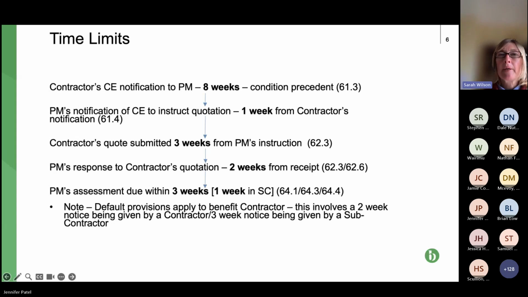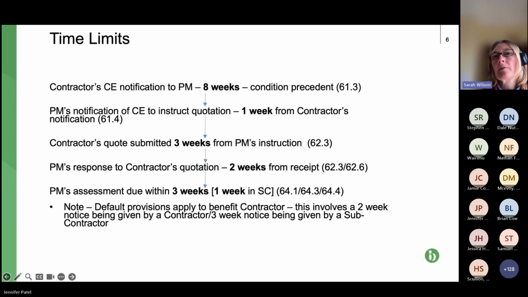So that's the process. The one killer deadline is that 8 weeks that we talked about at the start. But you'll see there that there are lots of things for the PM to do. So what if the PM misses a deadline? Well, that's covered in that final bullet point, which covers all of the PM's actions. And what happens here is it's not a killer deadline to start with. So if the PM misses the deadline, yes, it's in breach of contract, but they're not condition precedent clauses, so it doesn't really go very far.